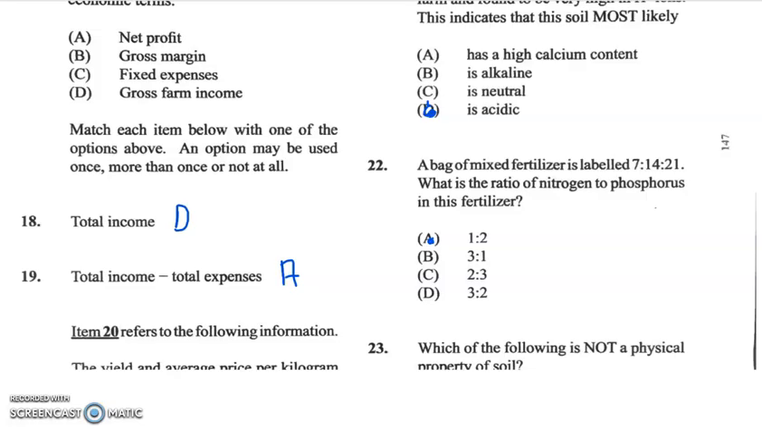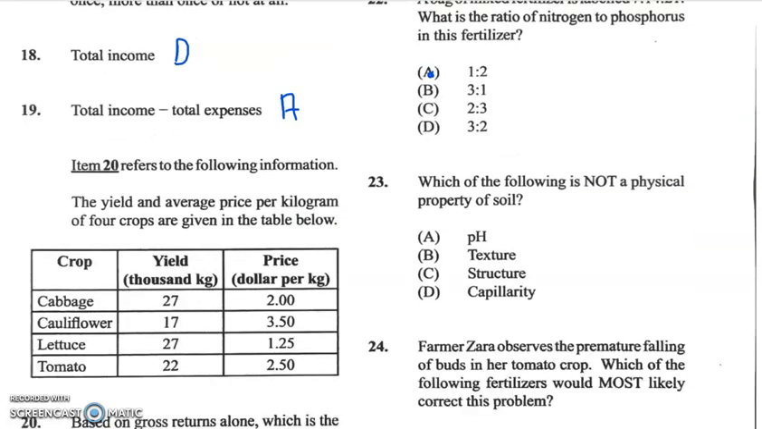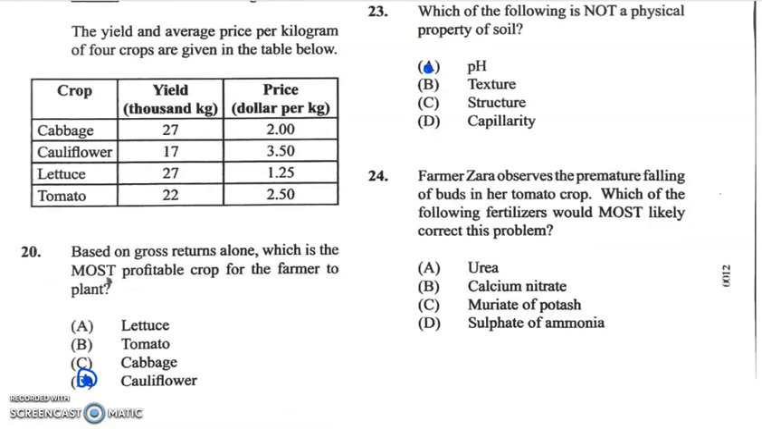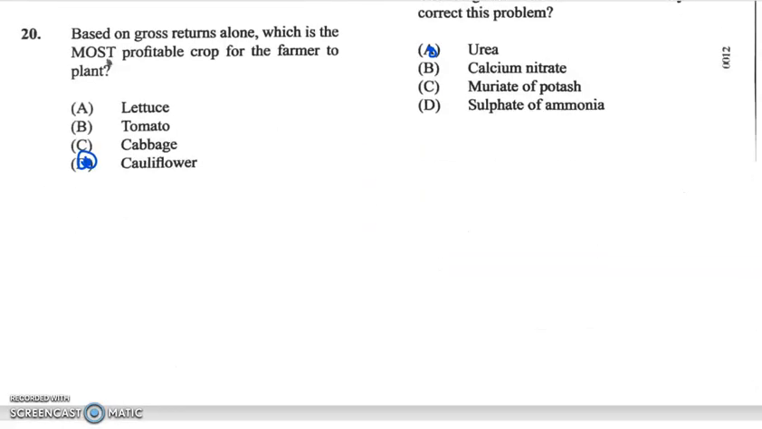Question 23. Which of the following is not a physical property of soil? And the answer to 23 is pH. pH is not a physical property of the soil, it is a chemical property of the soil. Question 24. Farmer Zara observes the premature falling of buds in her tomato crop. Which of the following fertilizers would most likely correct this problem? And if your answer is urea, you are correct. A.